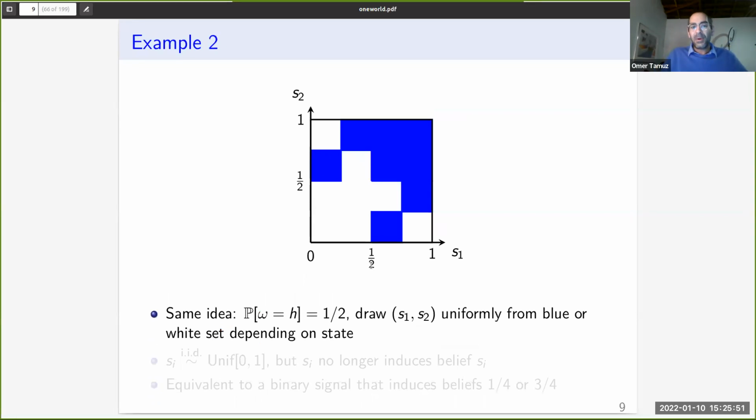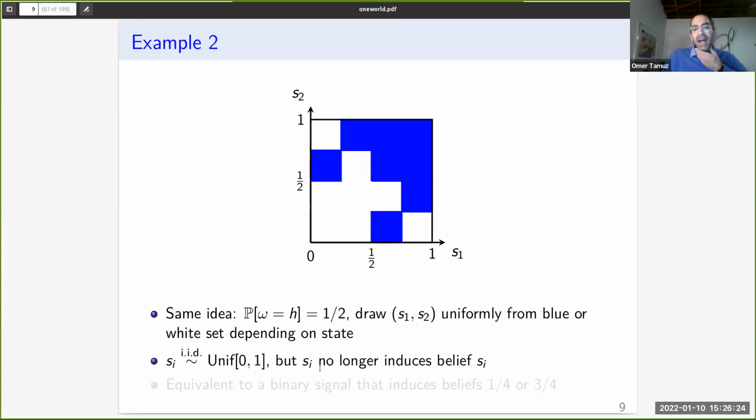Here's another example. Again, the state is high with probability 1/2, and we draw S1 and S2 uniformly, either from the blue or from the white set, depending on whether the state is high or low. When the state is high, we draw S1, S2 uniformly from the blue area. When it's low, we draw it from the white area. Overall, the pair of signals is uniform on the unit square, so they're independent and IID uniform on 0, 1.